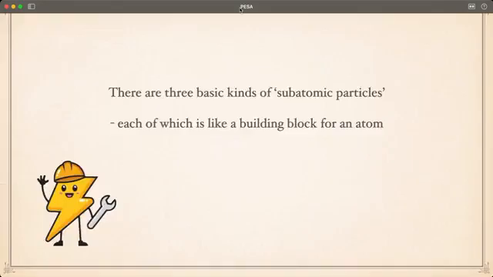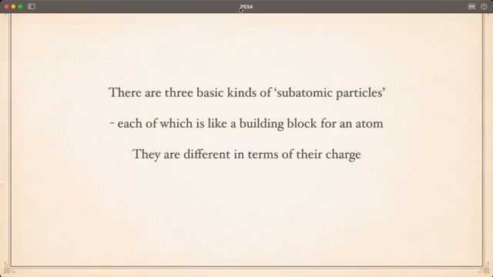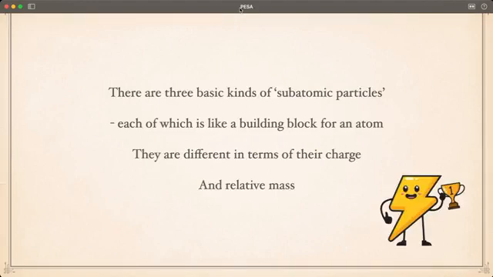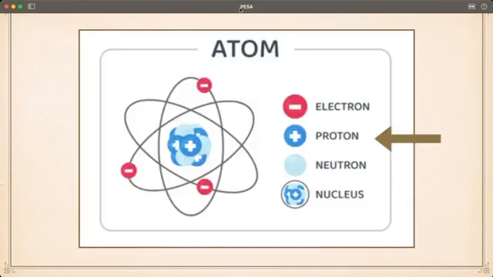There are three basic kinds of subatomic particles, each of which is basically a building block for an atom, kind of like a Lego, except they don't hurt like death when you step on them. They are different in terms of their charge and their relative mass. Now, overall, here is your atom. In the middle, in the nucleus, you have protons and neutrons. Protons have a positive charge. Neutrons have no charge. And again, they're together in the nucleus.